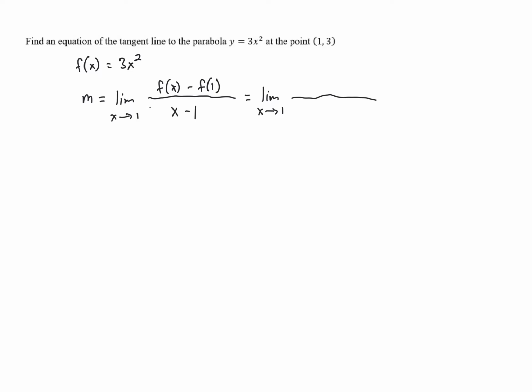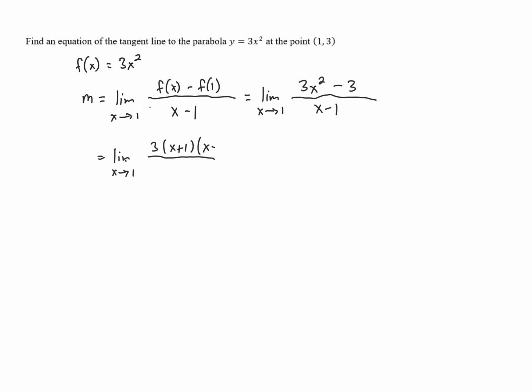We've got our f of x, that's going to be 3x squared minus f of 1. When x is 1, 1 squared is 1, 3 times 1 is 3, so that's just going to be 3 all over x minus 1. Now we can, in the numerator, factor out those 3's. When we do that, that leaves us with x squared minus 1, which we recognize as a difference of squares.